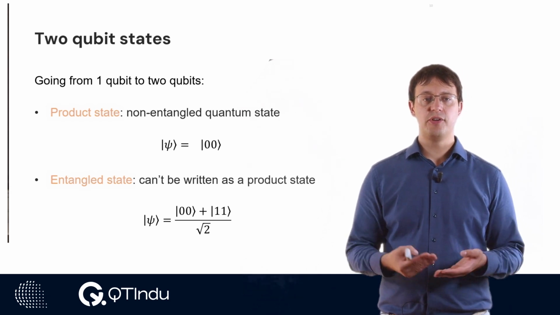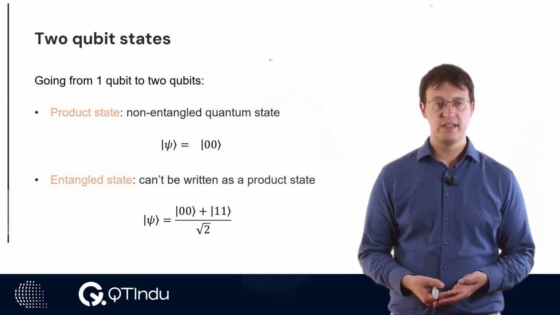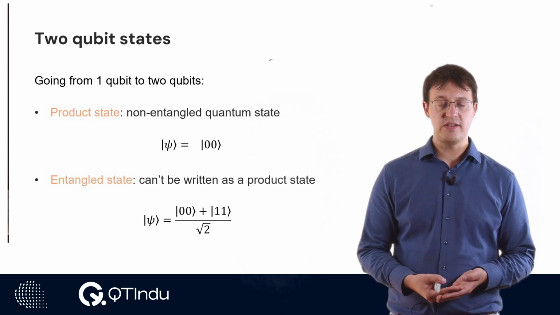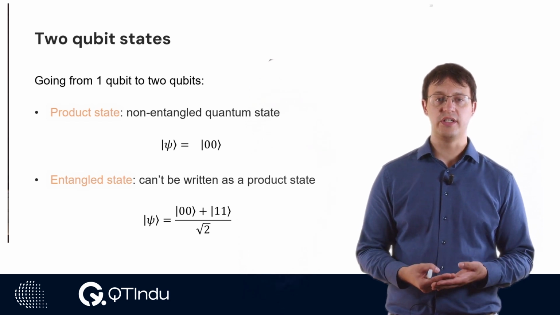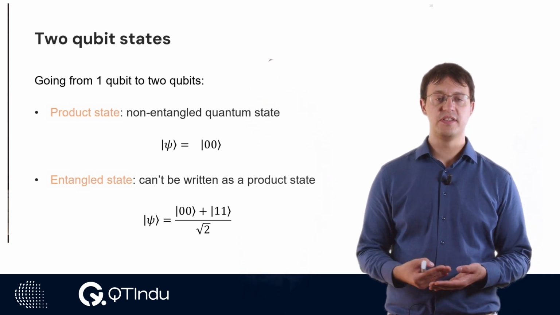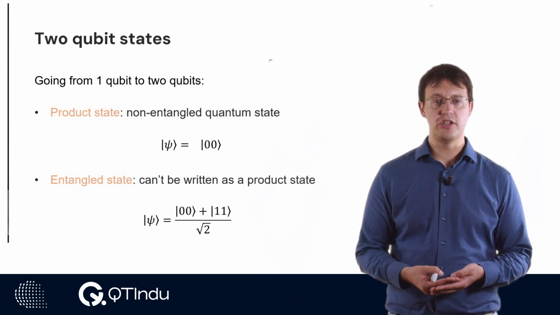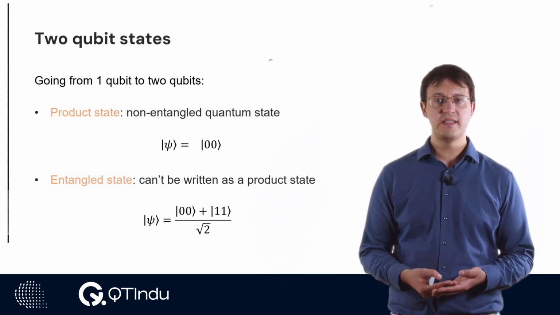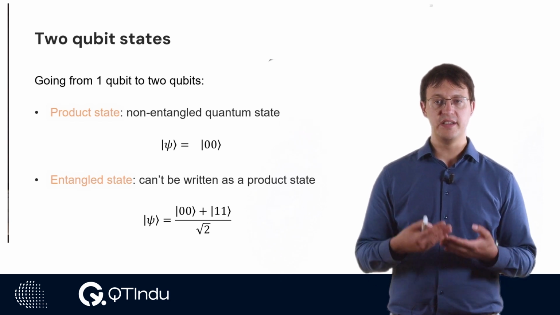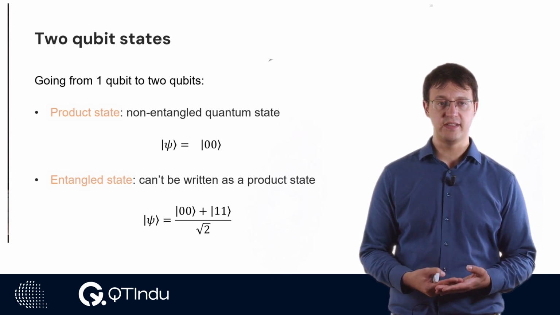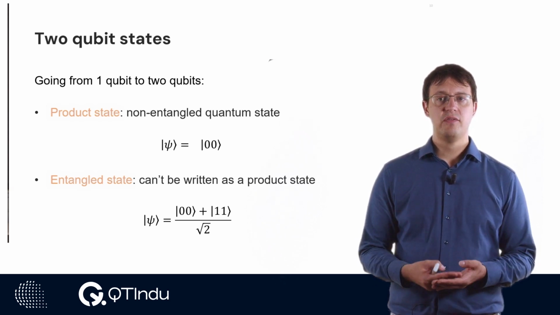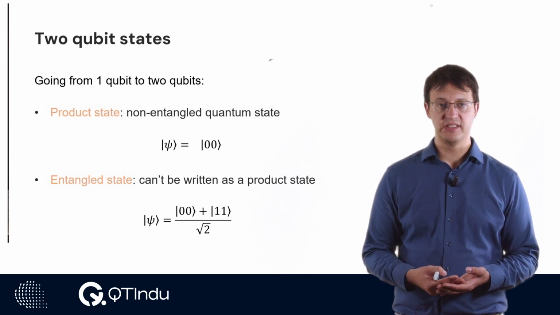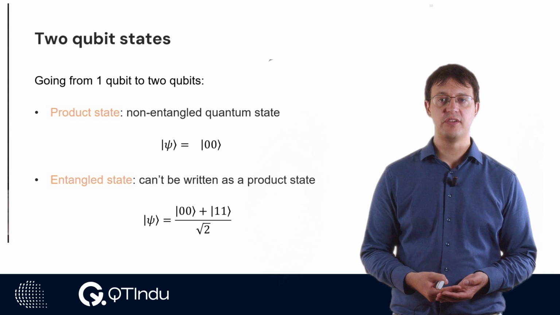The opposite of a product state is an entangled state. An entangled state cannot be written as a tensor product of 2 single qubit states. One example is shown here, which is the state |00> plus |11>. This state is called a Bell state and is a maximally entangled state. Entanglement will be a very important concept for many quantum algorithms, and you will learn much more about it in later lectures.